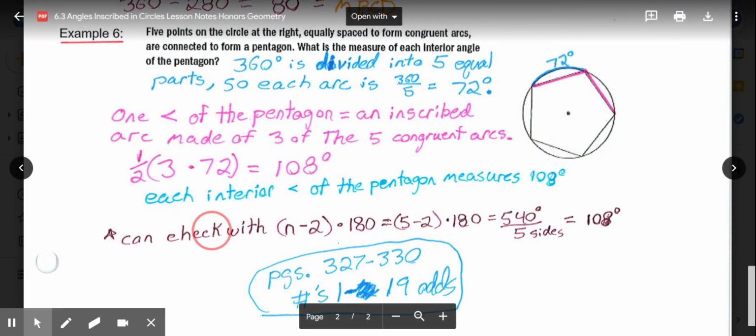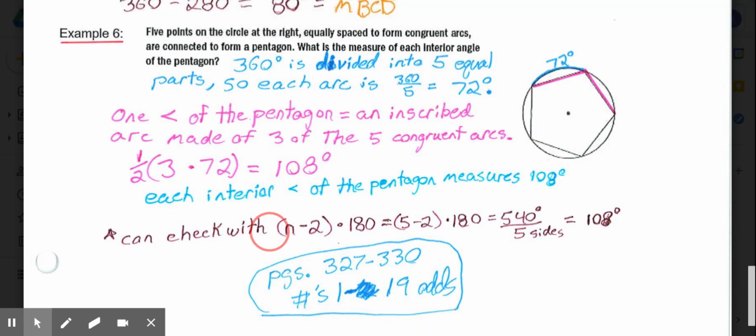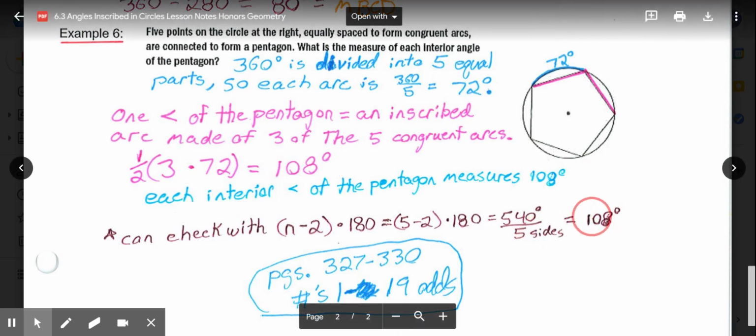Now we can check that using our interior angle rule of a polygon. N minus 2 times 180 would give us the total of the interior angles. So 5 minus 2 times 180 is 540. Now if each of these sides are congruent, 540 divided by the 5 sides tells me 108 degrees for each angle.